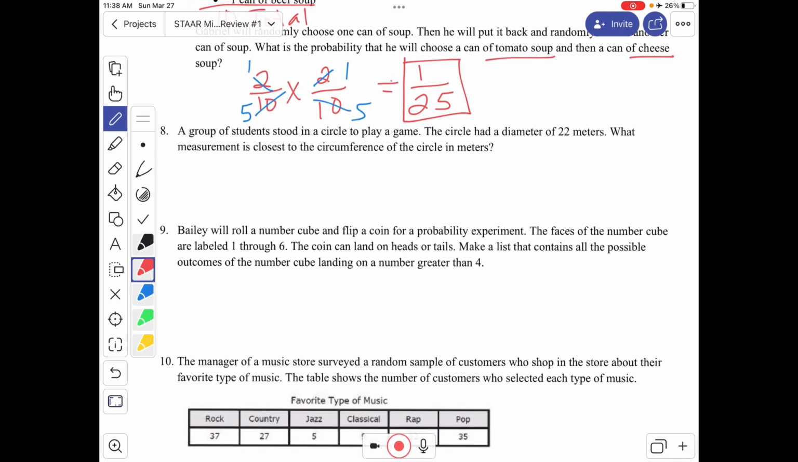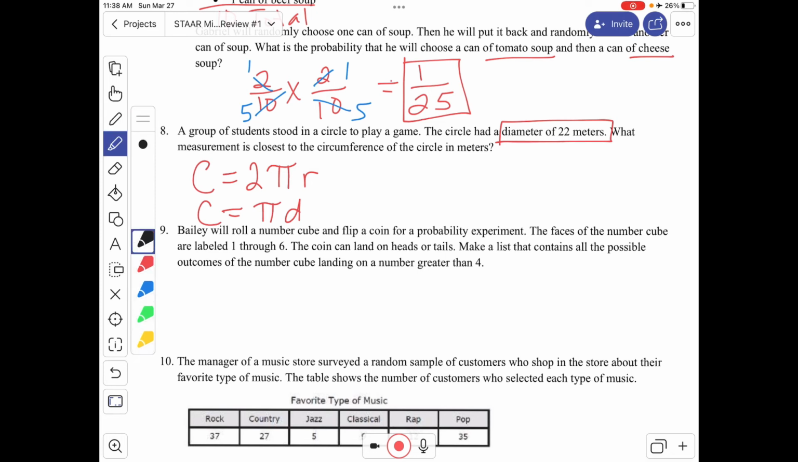Number 8. A group of students stood in a circle to play a game. The circle had a diameter of 22 meters. What measurement is closest to the circumference of the circle in meters? The formula for circumference, according to our mathematics chart, is 2 times pi times radius, or pi times diameter. Which formula do you think we need to use? Well, since they gave us the diameter, I think we should use the diameter formula.